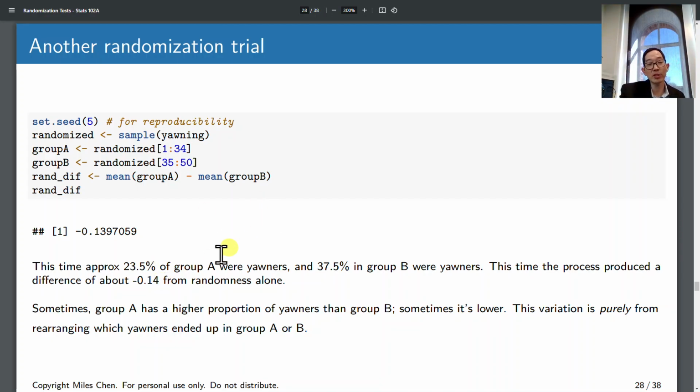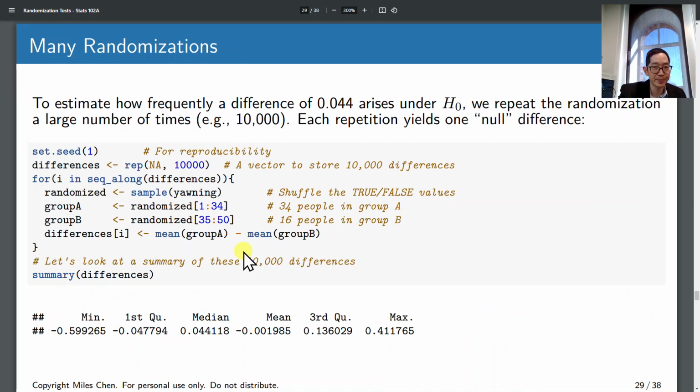And when you do this, sometimes group A is going to end up with a higher proportion of true than group B. Sometimes it's the opposite. And that variation that we see is really just from randomly rearranging my yawning vector of true-false values. There's no other source of variation here. It's just the randomizing process. And we really want to see what kind of values we can get from the randomizing process.